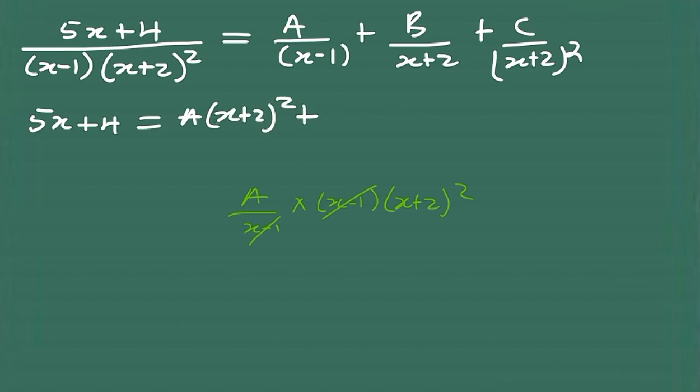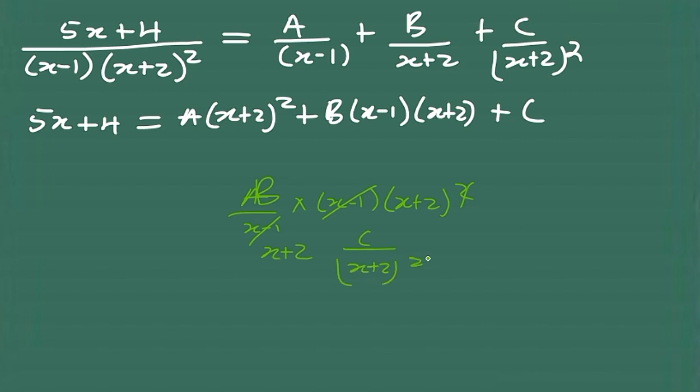The same thing if we do for B. When we work for B, we have B all over (x plus 2), so one of the (x plus 2) is gone, and we are left with B times (x minus 1) times (x plus 2). When we also do that for the term C, we have C all over (x plus 2) all squared times the lowest common denominator. We see that this is gone, so basically we are left with C times (x minus 1).